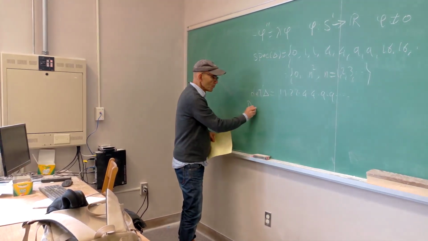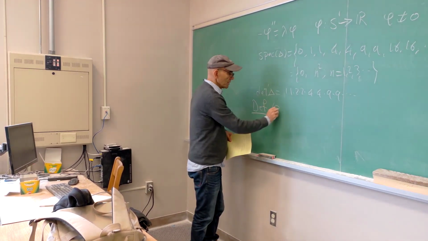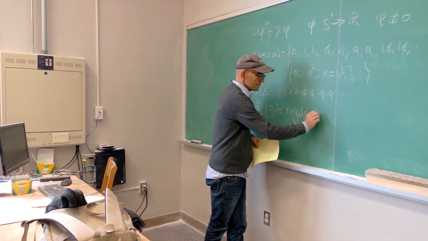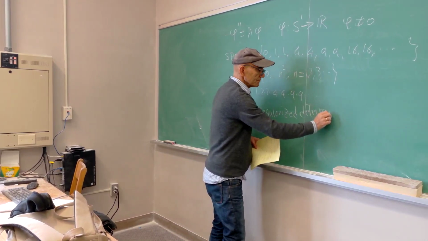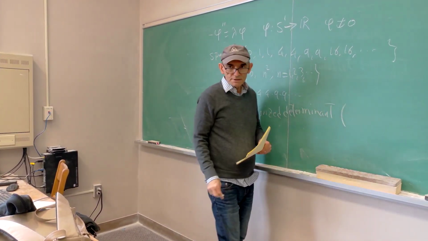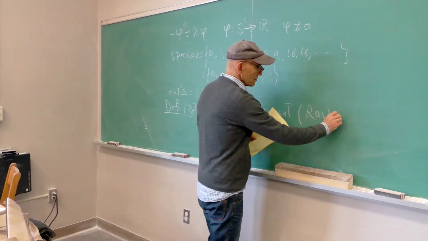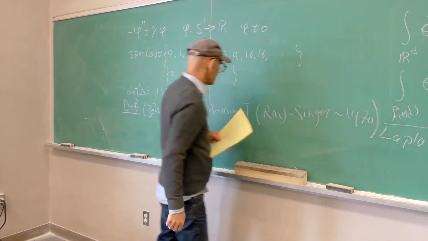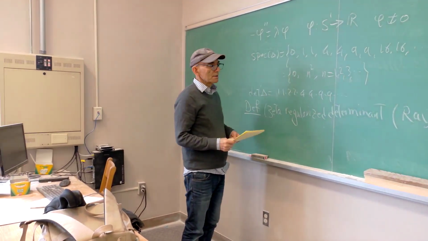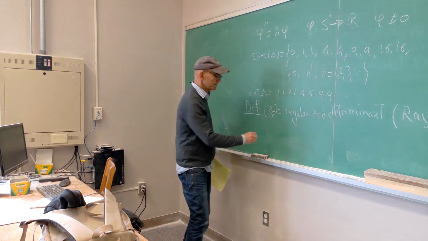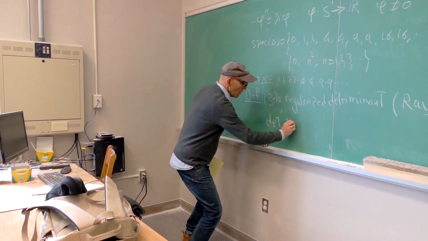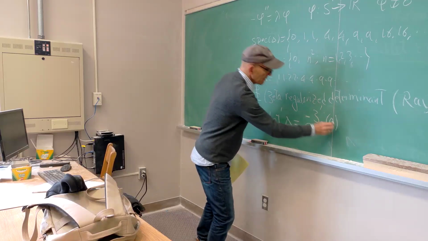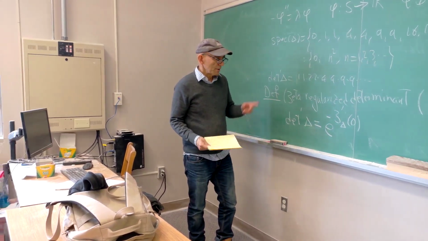So the definition is called the zeta function regularized determinant. This is actually due to Ray and Singer, mathematicians, in the early 70s. So basically, they said that this determinant of the Laplacian is equal to the exponential of negative zeta delta prime at 0. It's this one. So let me now tell you what it means.